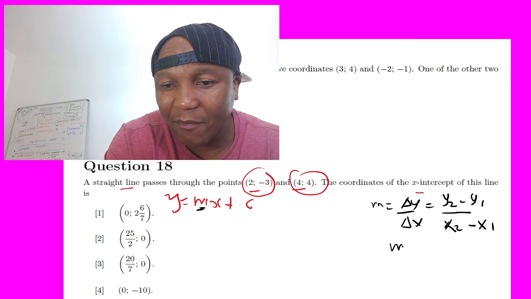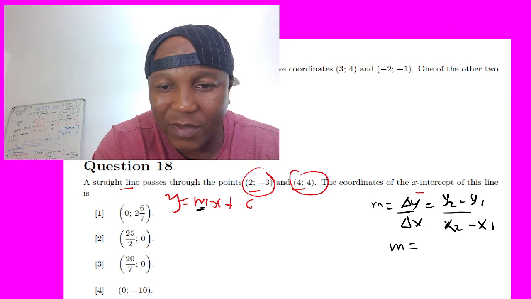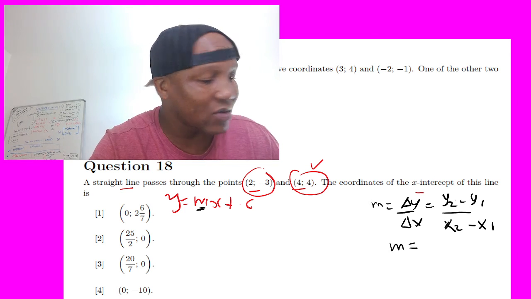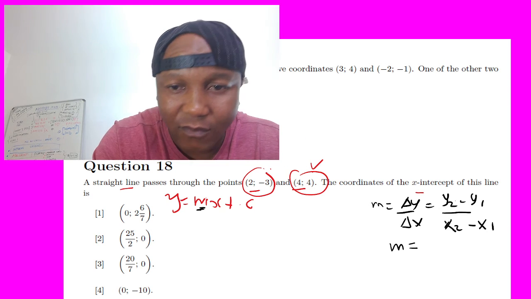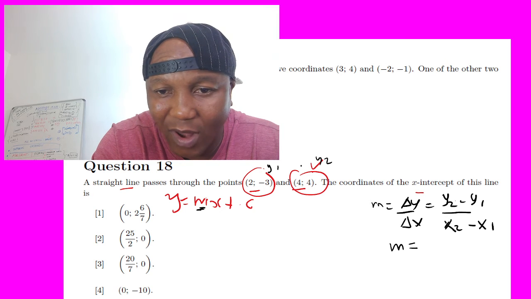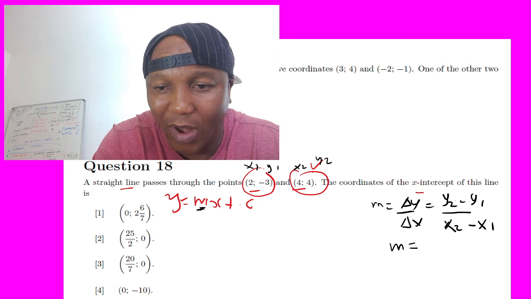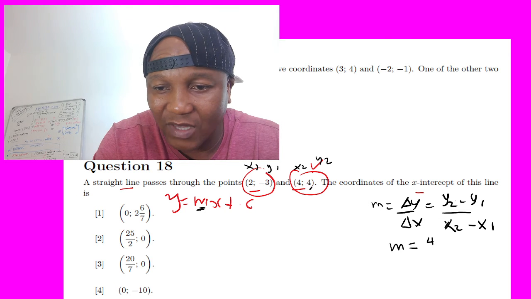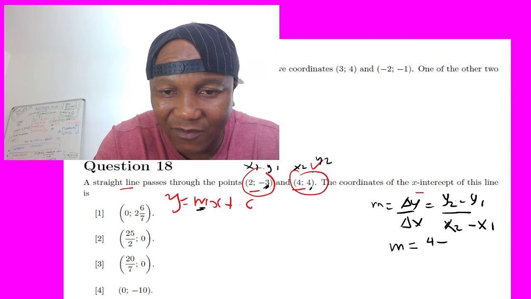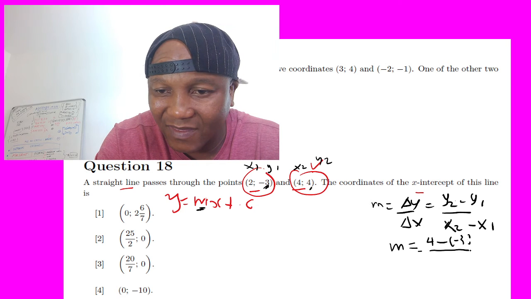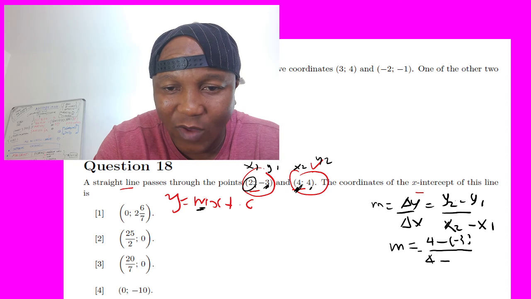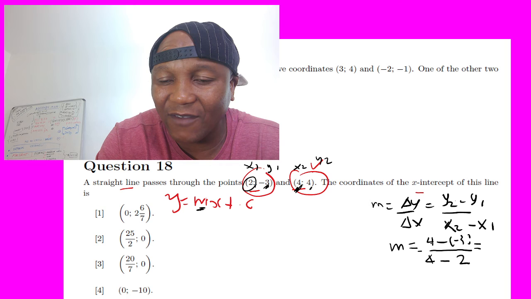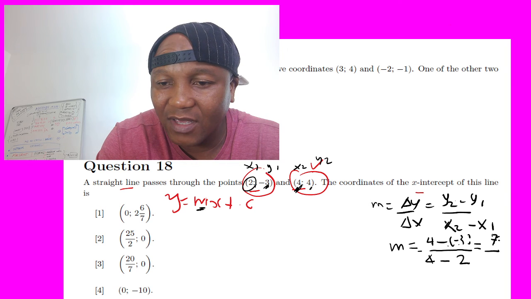Now let's get our m. M equal to y2 minus y1 over x2 minus x1. Make this y2, this y1, this x2 and this x1. So y2 means the 4. We say 4 minus y1, which is negative 3, so 4 minus negative 3, which is 7, over x2, which is 4, minus x1, which is 2. So 4 minus 2 equal to 2, giving 7 over 2.